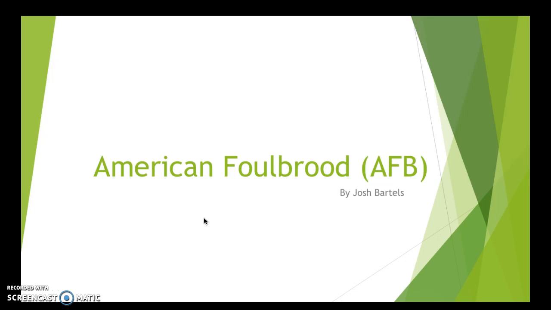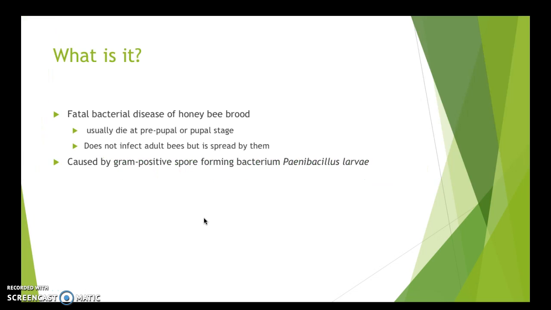So what is American Foulbrood? It is a fatal bacterial disease of honeybee eggs, larvae, or pupae, otherwise referred to as the bee brood. The brood usually is killed by the disease during the prepupal or pupal stage. This disease does not infect adult bees, however the spores are spread by them. American Foulbrood is caused by a gram-positive spore-forming bacterium, Paenibacillus larvae.